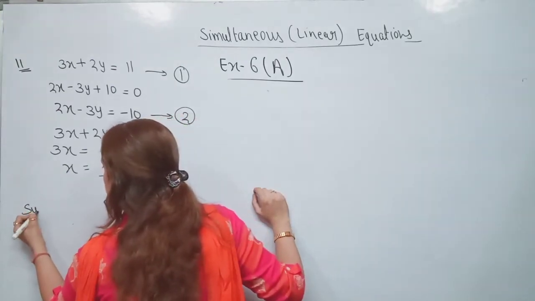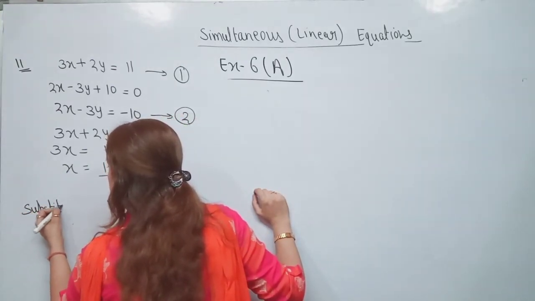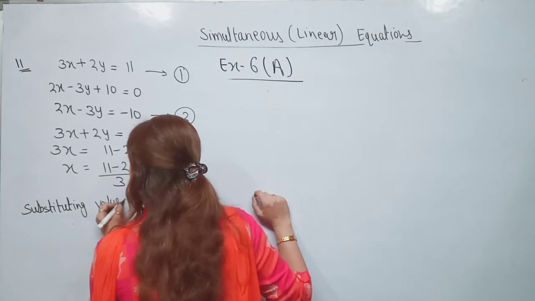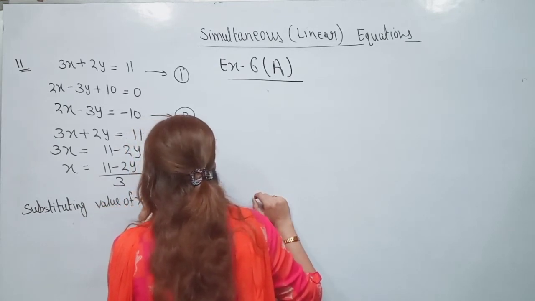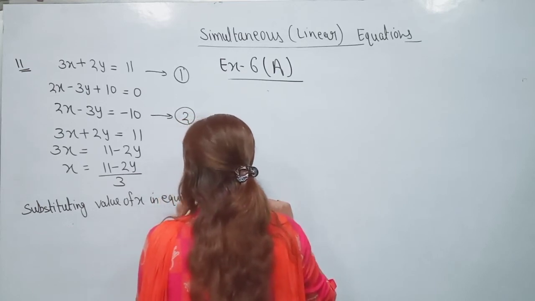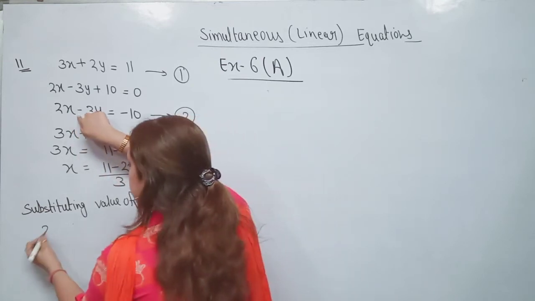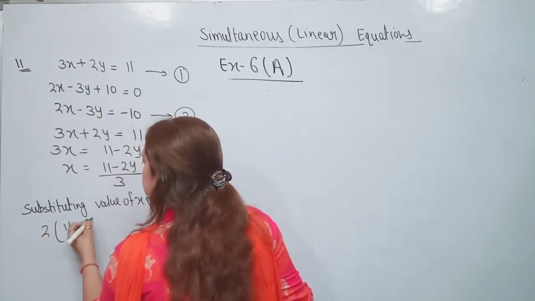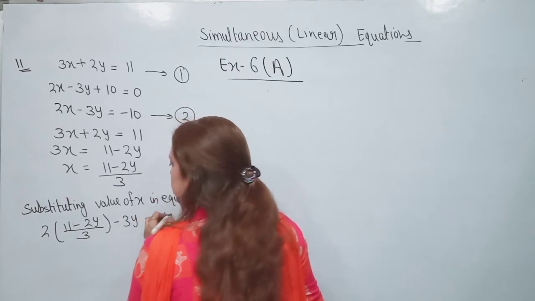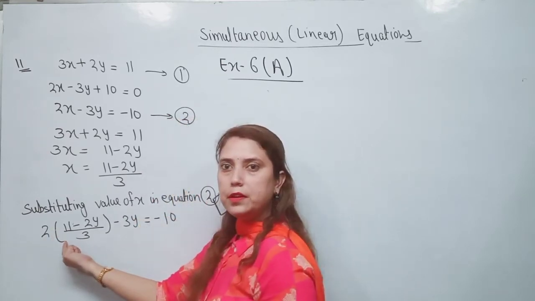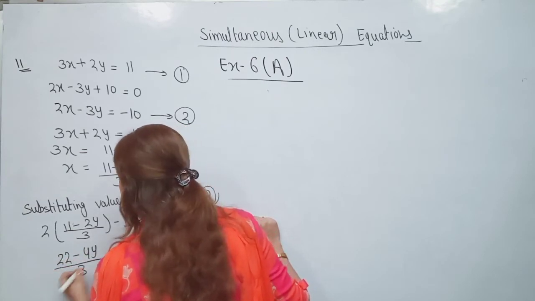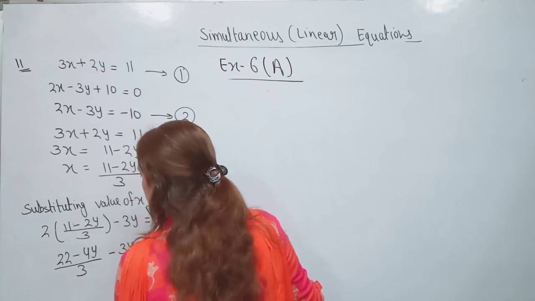Substituting x in equation 2. Okay, so 2x, where x is 11 minus 2y upon 3, minus 3y is equal to minus 10. Open the bracket. 2 into 11, 22 minus 4y upon 3 minus 3y is equal to minus 10.